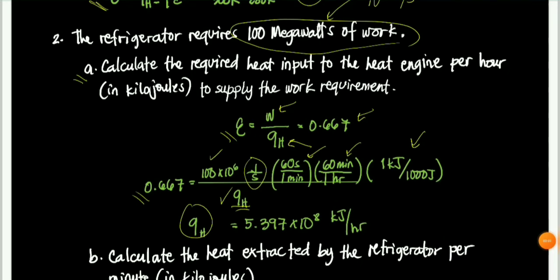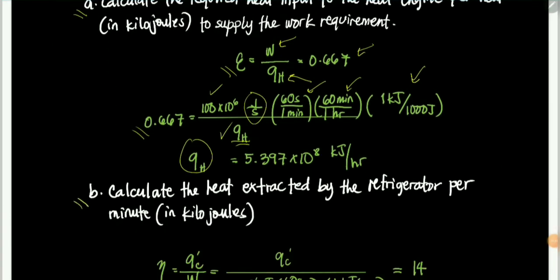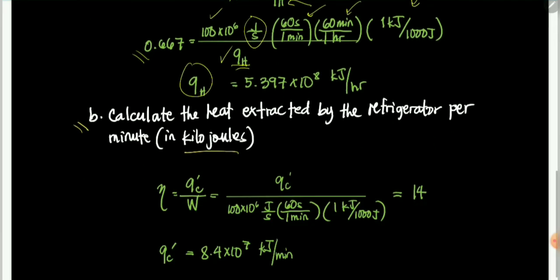Okay, so next, calculate the heat extracted by the refrigerator per minute in kilojoules. So we have the formula for the coefficient of performance. Meron tayo nung in terms of the temperature, meron din tayo in terms of the heat and the work. So we have QC prime, that's the heat extracted from the low temperature reservoir over the work input of the refrigerator. So we have then QC prime unknown, yan yung kailangan nating hanapin.